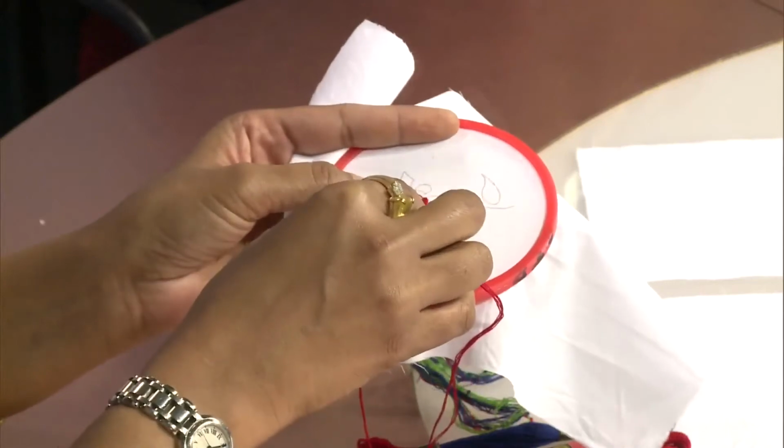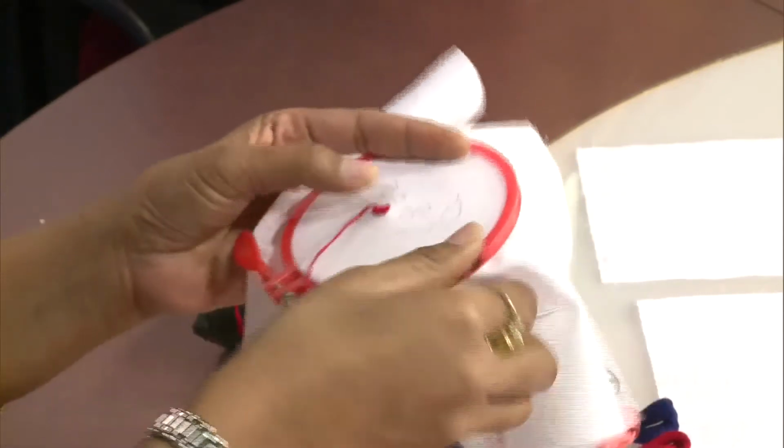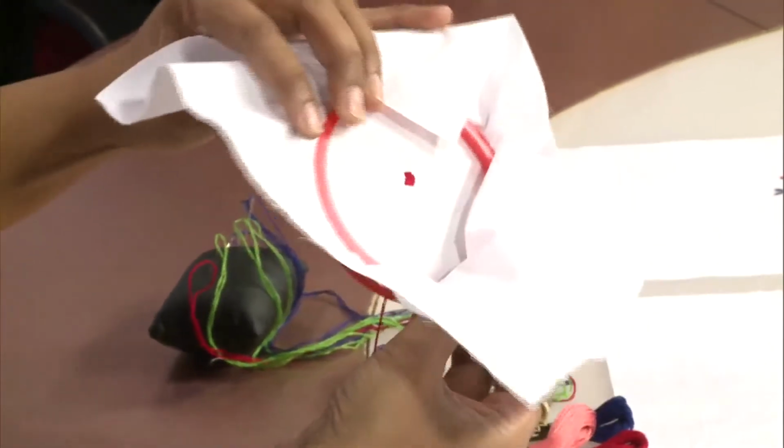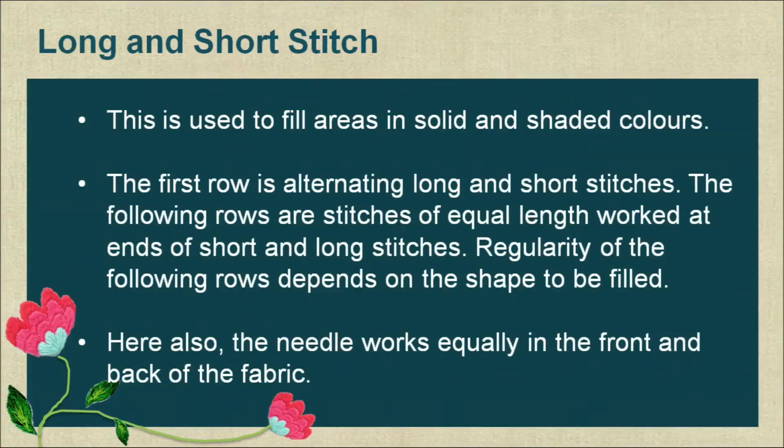So we have done one leaf here, and you can see that this is how it comes. This is the front and same back. Okay, so you have seen now how the satin stitch is done. Let's look at the next one, which is a long and short stitch. This is also in the same category. So it is also used to fill areas in solid and shaded colors.